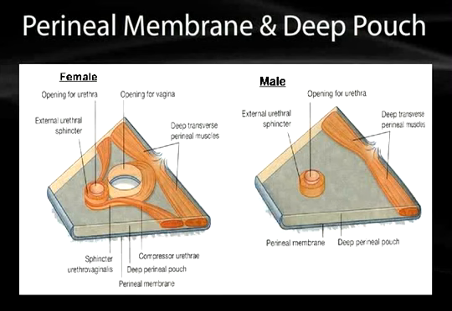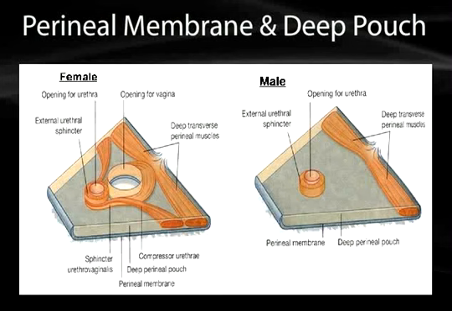Here you can see an artistic rendering of the 2 perineal membranes, and you can get an appreciation for the things that are in the deep pouch and the things that are in the superficial pouch. What you can see is that there are 2 openings in the female, the vaginal and the urethral opening, and only the urethral opening in the male.